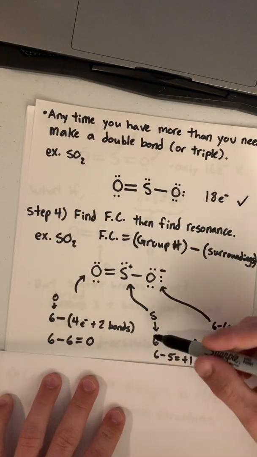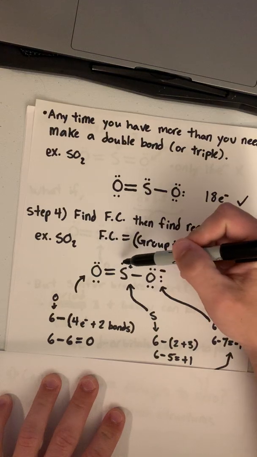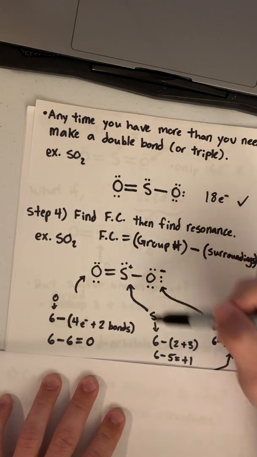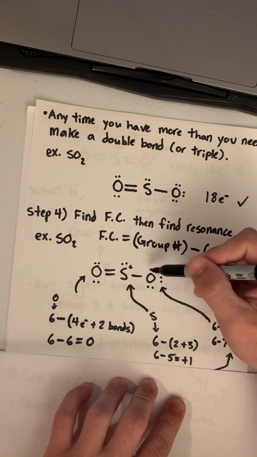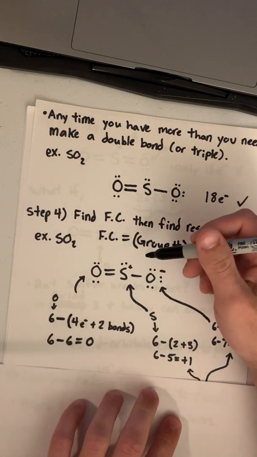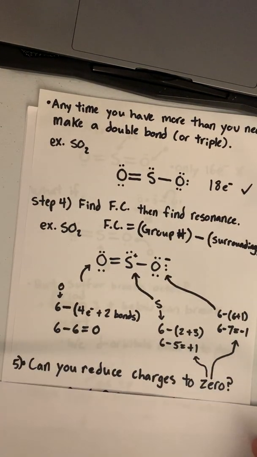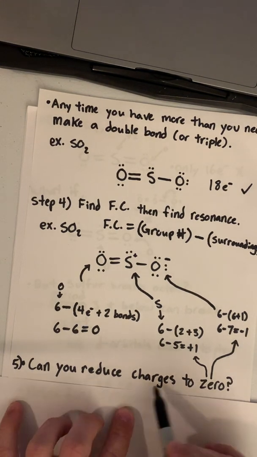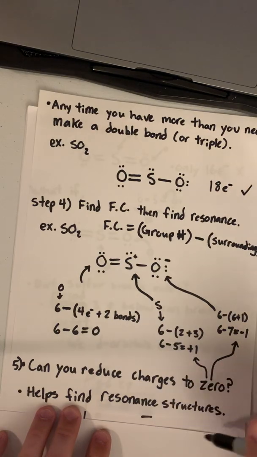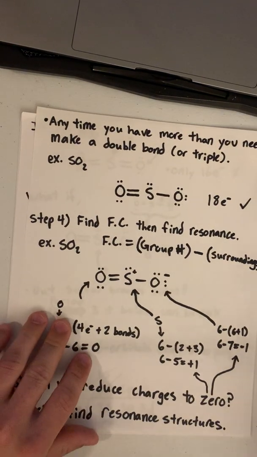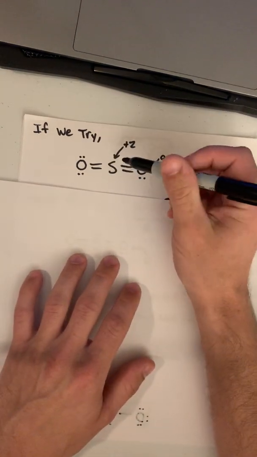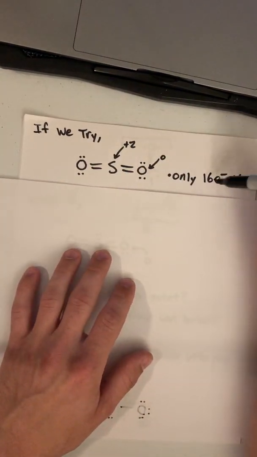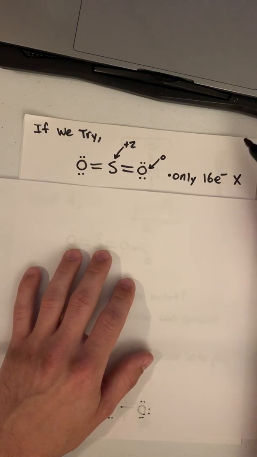What about this sulfur over here? We see it's 6 minus 1, 2, 3, 4, 5. 6 minus 5 equals a positive 1 charge over here on the sulfur. And then this oxygen over here, 6 minus 1, 2, 3, 4, 5, 6, 7. So that gives it a negative 1 charge over here on the oxygen. What we want to ask ourselves is there any way we can possibly reduce these charges to 0? This will help us find resonance structures. One way we might be able to do that, let's try some things. Notice how if we try doing 2 double bonds, we notice that everything's octet is completed, but this only gives us 16 electrons. So that's not technically correct.